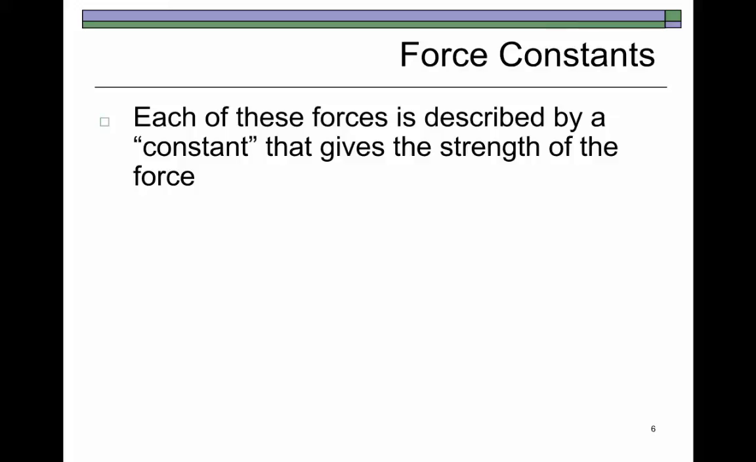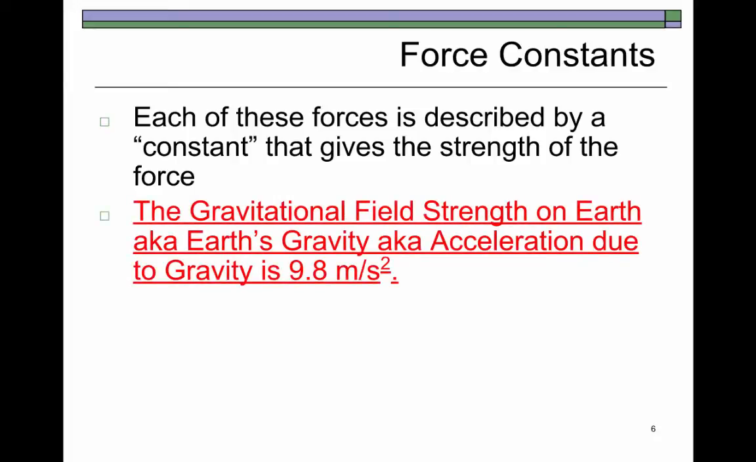Force constants. Each of the forces that I described just on the slide before has a constant given to it. It has a solid number that is its amount of force. The one you need to deal with is gravity, the gravitational field strength on Earth, aka Earth's gravity, aka acceleration due to gravity on planet Earth, is 9.8 meters per second squared. That's a constant, and you need to memorize it.